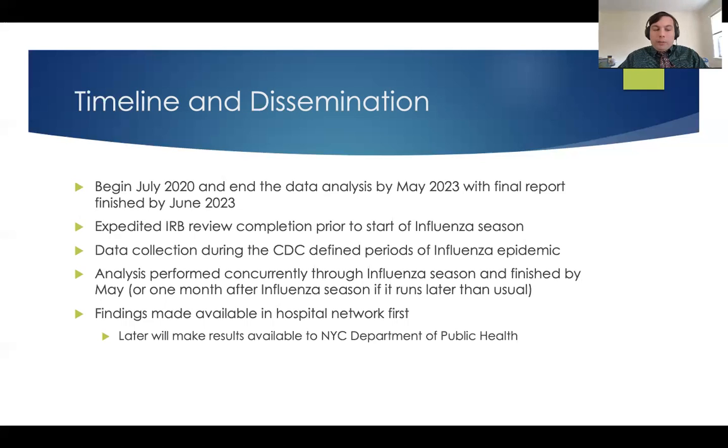The reason I feel IRB expedited review is necessary is because there's no known harm in this study, and the gender, age, and zip code are the only three identifying factors. In terms of the data collection, that will be done during the CDC defined periods of influenza epidemic, so roughly October until roughly March, and the analysis will be performed concurrently with the epidemic and will be finished by May or within about a month of the end of the influenza season.